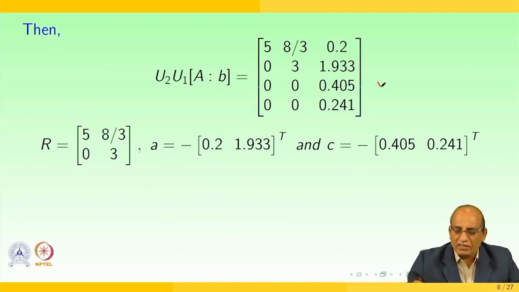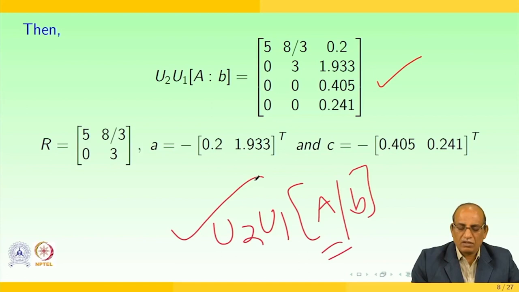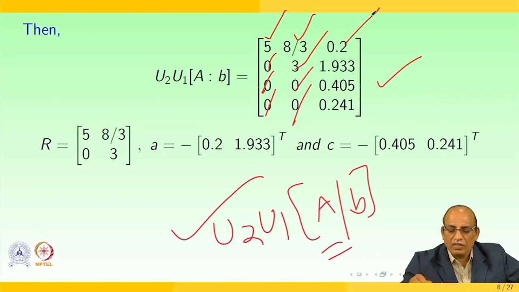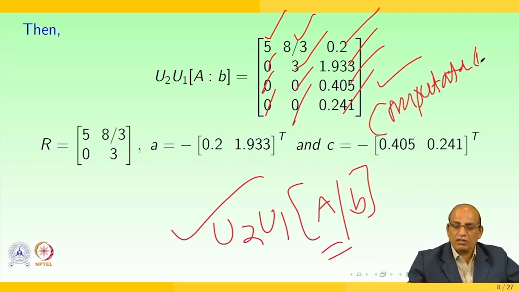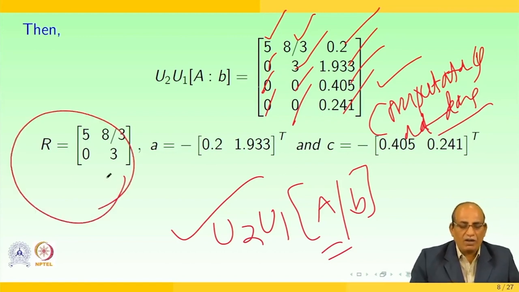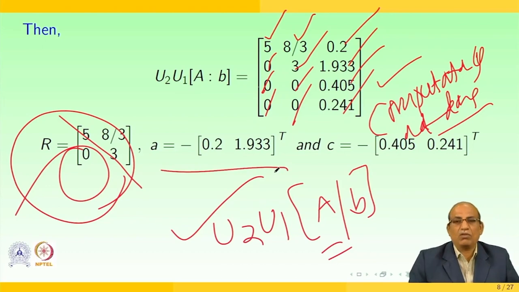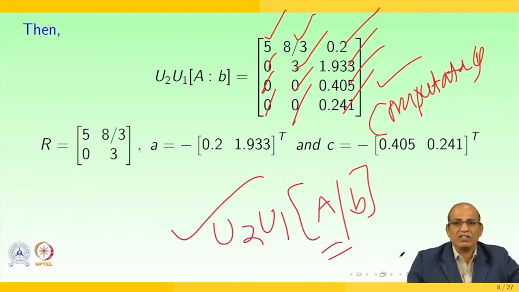Then I can write this as U2 times U1 times the matrix A on the right side vector B. So I have 5, 0, 0, 0, and 8 by 3, 3, 0, 0, 0.2, 1.933, 4.05, 0.214. So this computation is done, and with this you get the matrix R. R is equal to 5, 8 by 3, 0, 3, and this is the main diagonal, with zeros below. And the vector c is equal to minus 0.2, 1.993 transpose, which would be minus 0.405, 0.241 transpose. So you get the vector C.